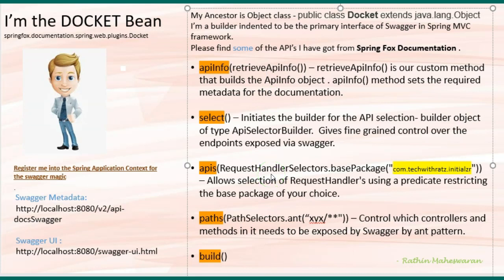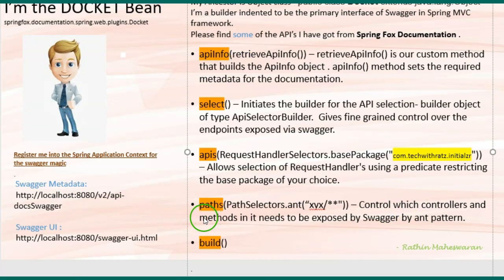Predicates for the selection of request handlers can be configured with the help of request handler selectors and path selectors. Using any for both will make documentation for your entire API available through Swagger. Here we have customized the scope of which base package needs to be exposed to Swagger. We are going for com.techwithrads.initializer, which is the base package of our sample application.